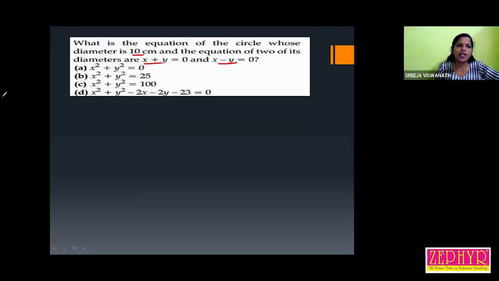So there are two lines. I can draw the lines first. Y-axis, x-axis, and the line x plus y equal to 0. X plus y equal to 0, that is x equal to minus y, this line. And x minus y equal to 0 means x equal to y, this line.